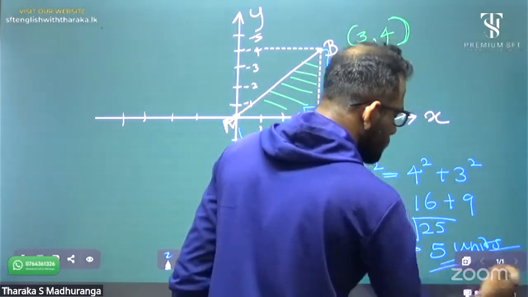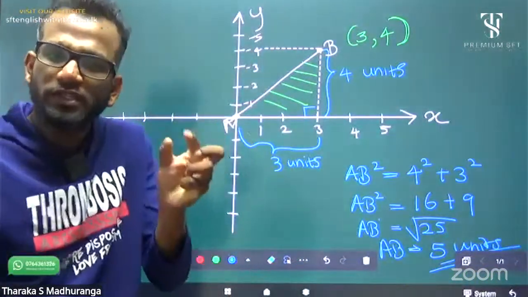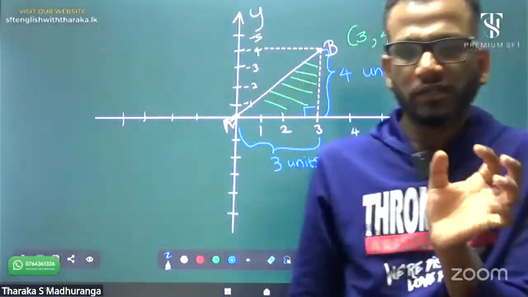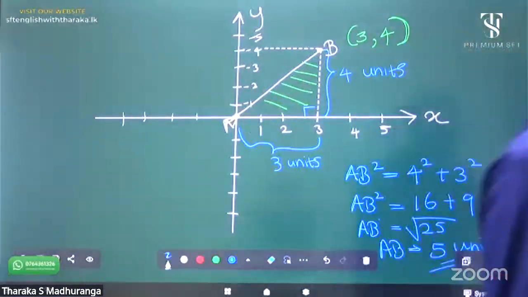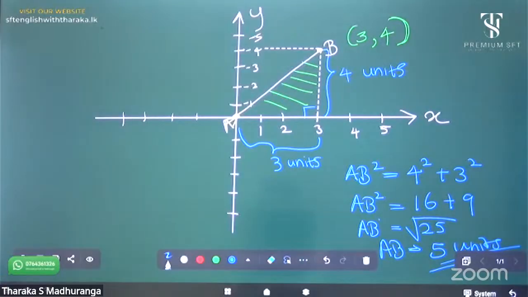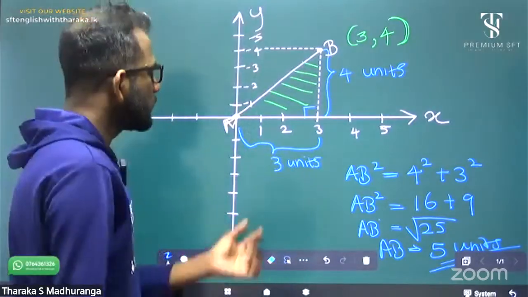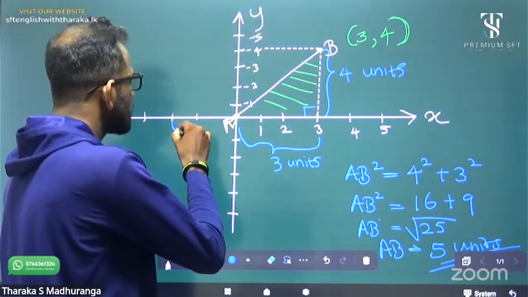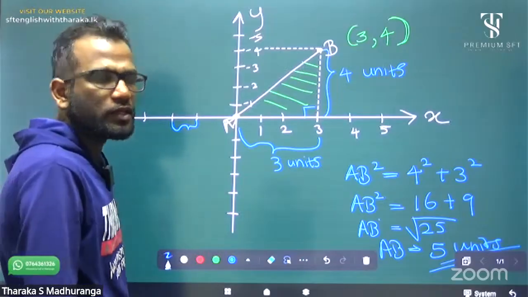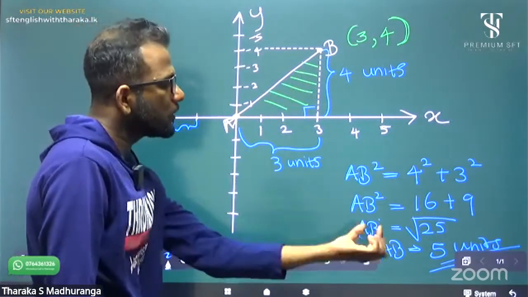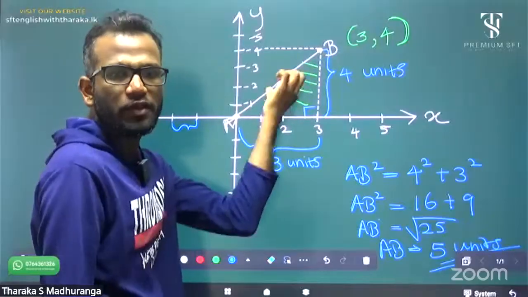It's always units, because what's the meaning of 1 unit? How about the size of 1 unit in coordinate geometry? The gap between 2 points, yes. This is a unit. This is 1 unit. So the AB straight line is 5 units.